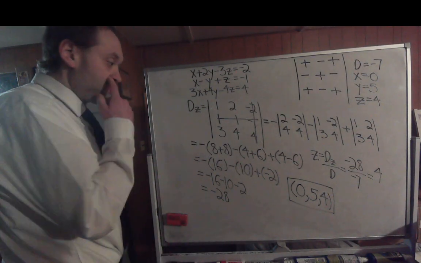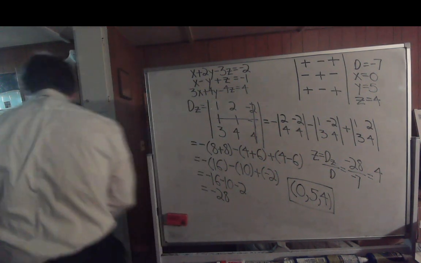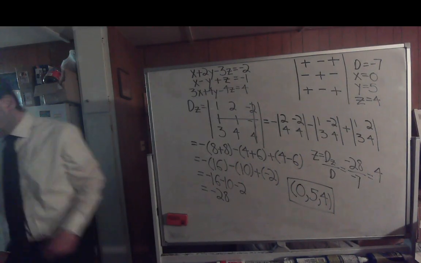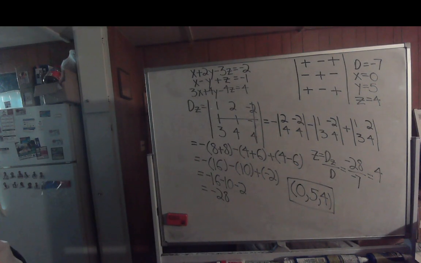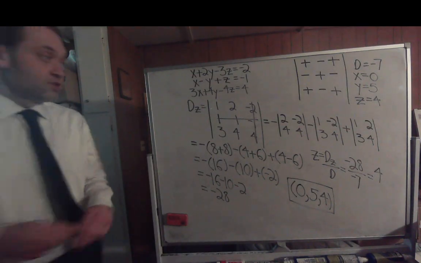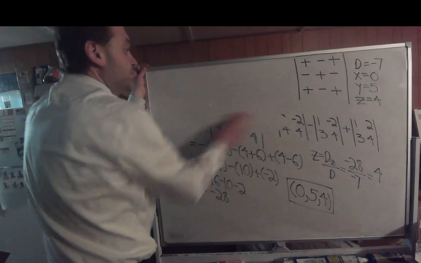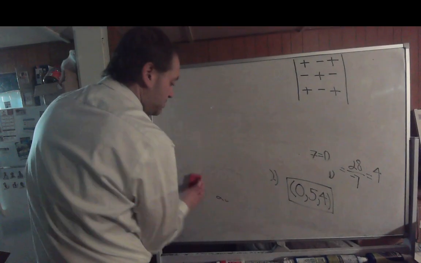Let me get another black marker, because this one's about shot. So there's your solution. Let's go ahead and set up the next system. I'll leave the coefficient matrix thing up though, because that's going to come in handy for the next two that we do.